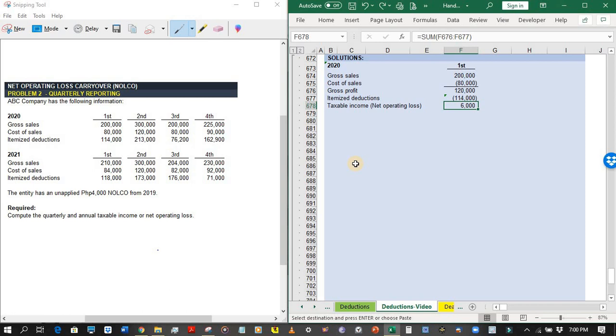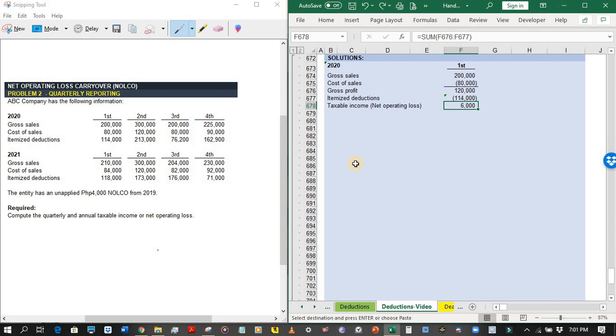Since in 2019 we have a net operating loss of 4,000 pesos, it can be deducted from the gross income in 2020, 2021 until 2022, which is 3 years from 2019. Again, it can only be deducted once the taxpayer selected the itemized deduction. In problem 1, we deducted the NOLCO on an annual basis. But for quarterly filing, the question is, is this also allowed to be deducted on a quarterly basis?